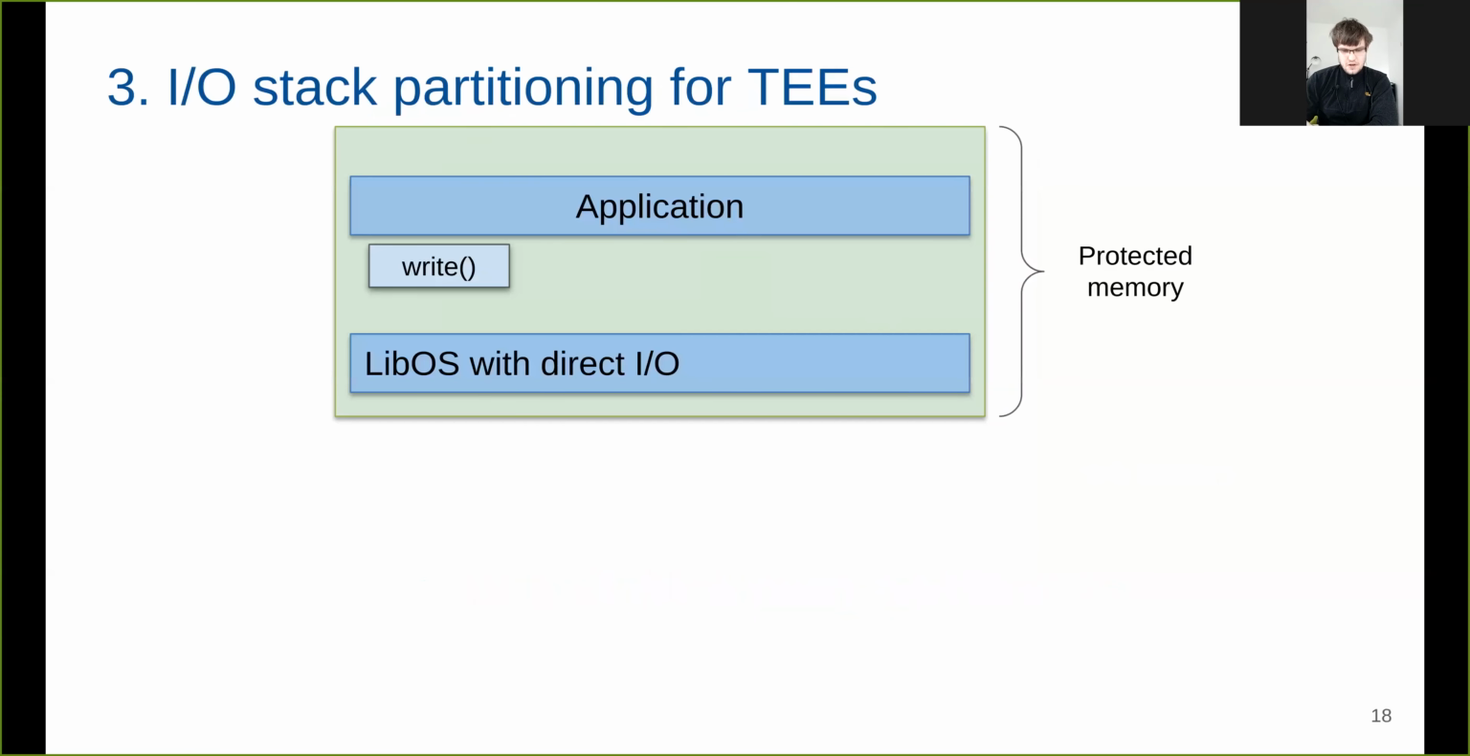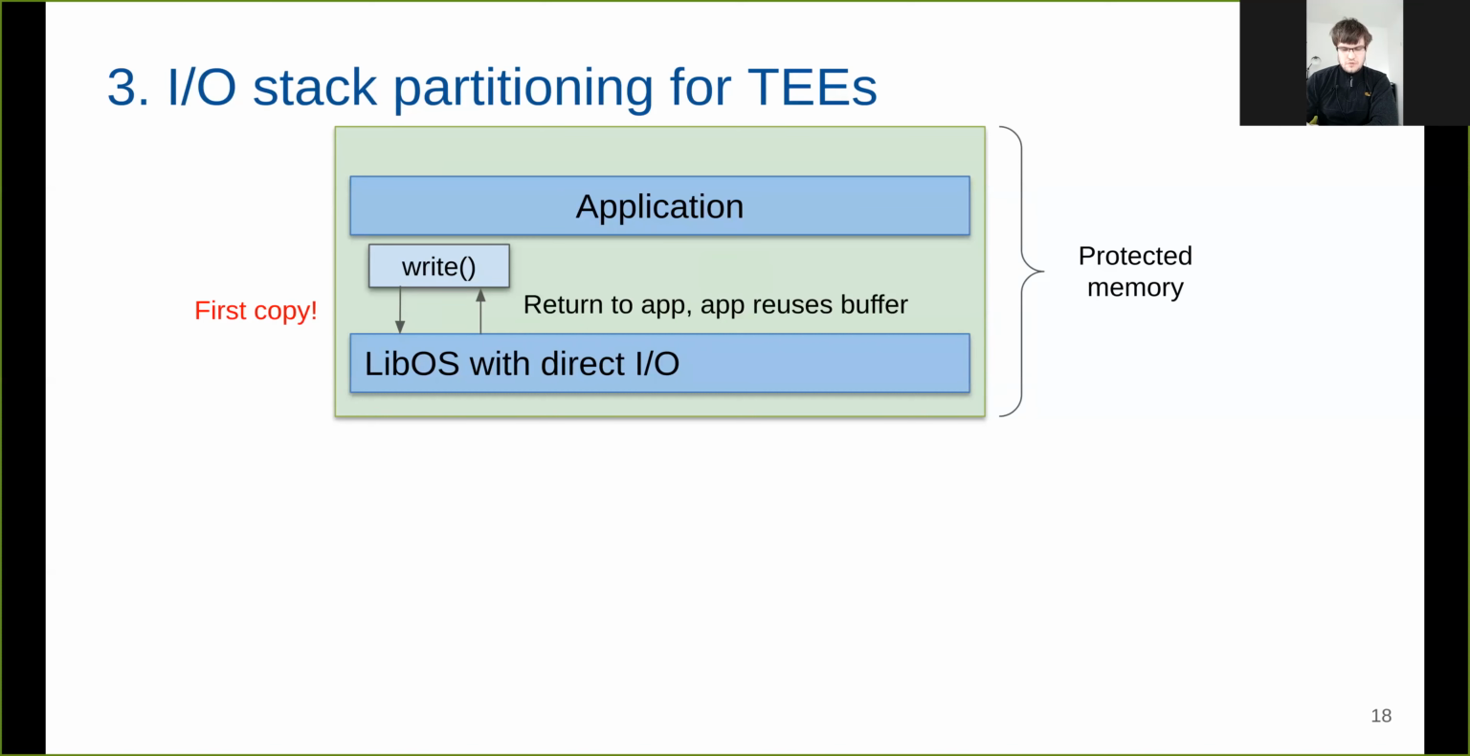Lastly, I want to talk a bit about the I/O stack partitioning, how we optimize the data path. But first, let me explain how applications would use this API. When they want to write something out, we need to copy their data into the libOS, because when we return to the application, it might reuse the write buffer.